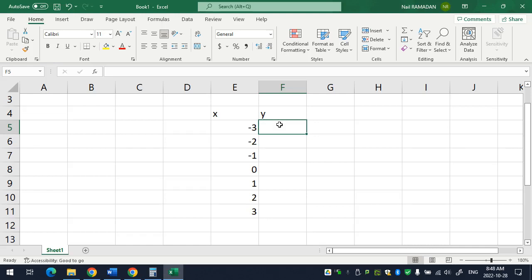Times what? Times 1.1. Again, another star. Times what? But where's the x? It's going to be whatever cell we have here. So for example, it could be E what? E5 or E6 or E7. Exactly. So I'm just going to say one of them, E5.